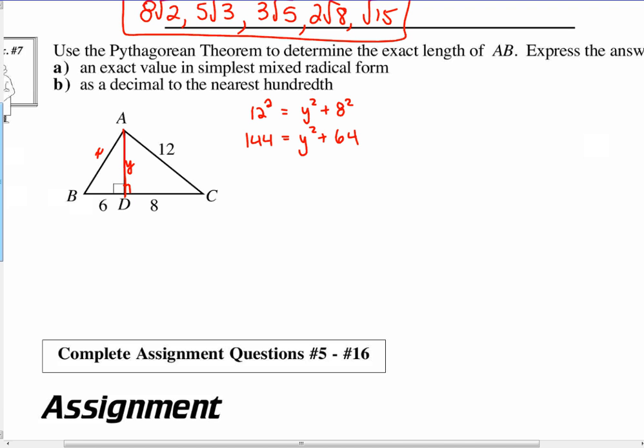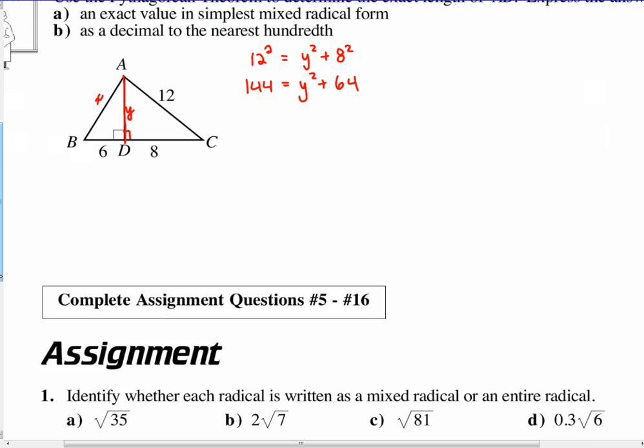Next step. Subtract the 64, bring it over. I believe that's 80. Right? Yes. 80 equals y squared. And then what do we do to both sides? Square root. Now, I'm going to leave this as root 80, because I do not want decimals. I want to answer with the exact values. We are not going to square root the 80.